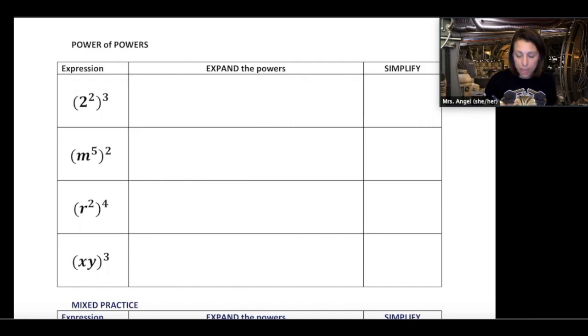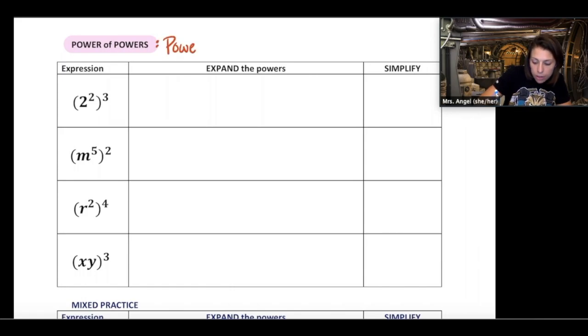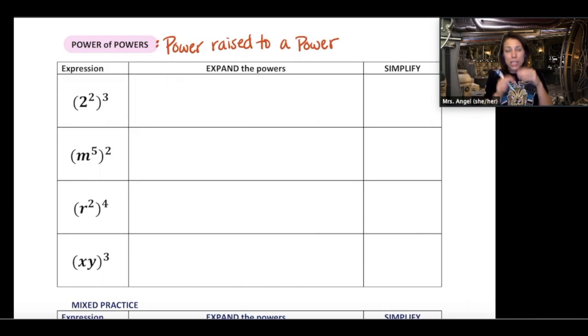Our final property is called the power of powers, and this one is by far one of the tougher ones of the three. So power of powers is exactly what it sounds like. You are looking at a power raised to another power. So you're going to see two exponents. In other words, you're going to see a base, and then you're going to see two exponents almost next to each other. But the rules remain the same. You expand the powers, and then you simplify.